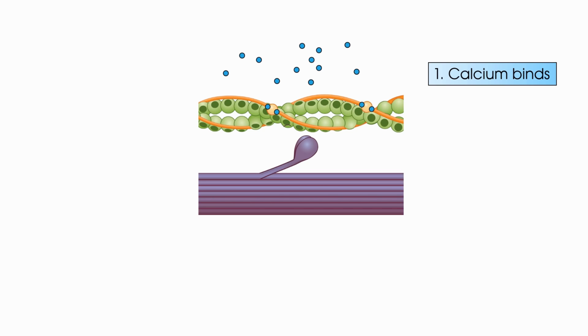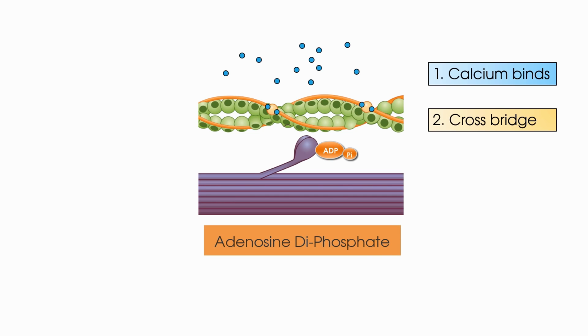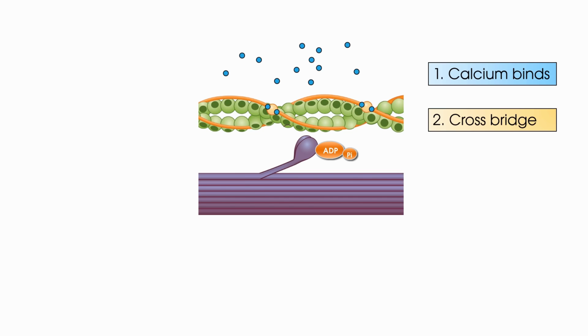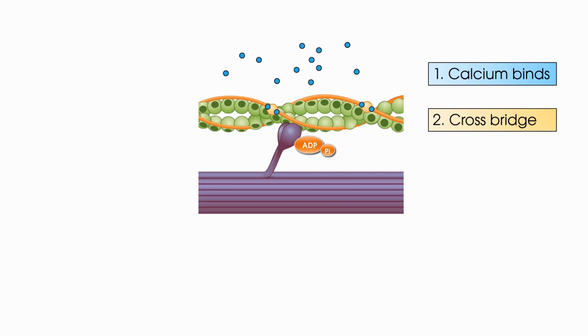Secondly, we have cross-bridge formation. So myosin has ADP, which is adenosine diphosphate, and Pi, which just means an inorganic phosphate, on it from a previous contraction cycle. So the presence of this phosphate group phosphorylates the myosin head, and that causes a conformational change in its shape. So it attaches to the actin at its myosin binding sites, and thus it forms our cross bridges. Next we have the power stroke. So this is the bit that causes the movement.